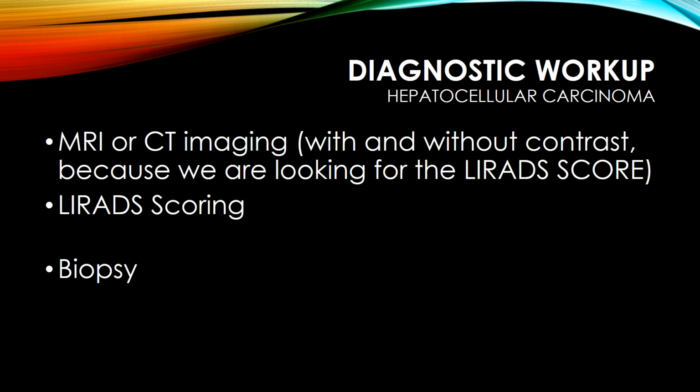Diagnostic workup is going to involve MRI or CT imaging with and without contrast to be able to get the LIRADS score. LIRADS is a category that reflects probability of HCC and is based on typical CT and MRI findings. Of note, patients that are candidates for Y90 are typically LIRADS 5, sometimes LIRADS 4.